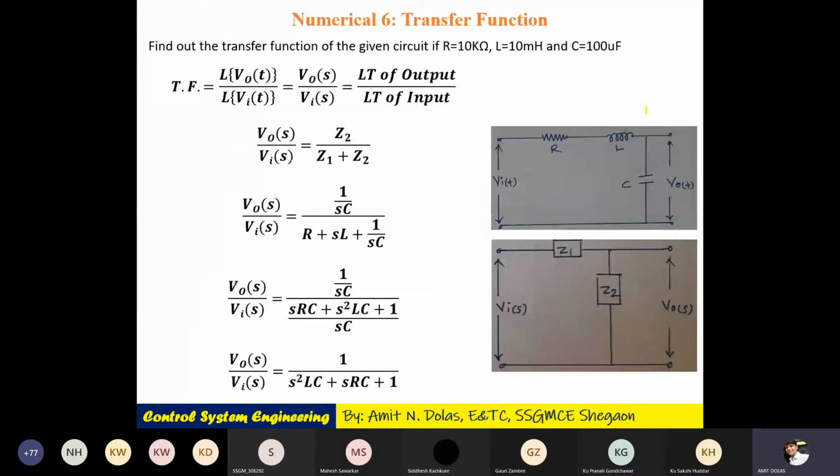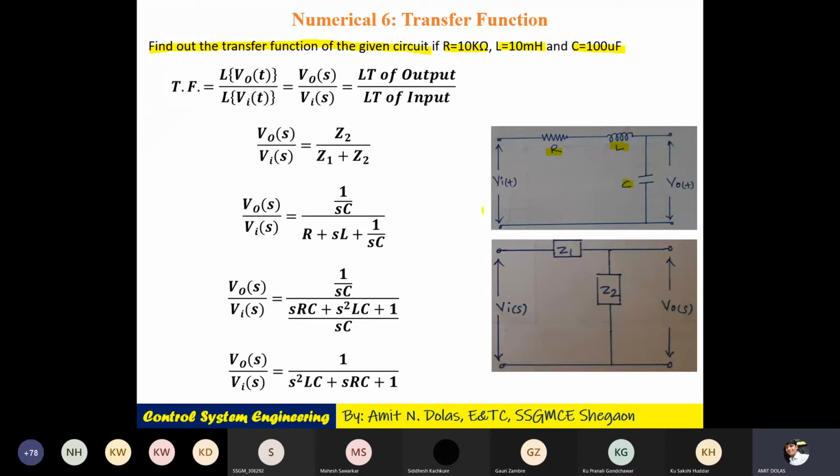Next is numerical number 6. Find out the transfer function of the given circuit. Most of the numericals are taken from university question papers. I have not mentioned it here, but they are from university exams. Value of R is 10K. Value of L is 10 millihenry. Value of C is 100 microfarad in the given circuit.